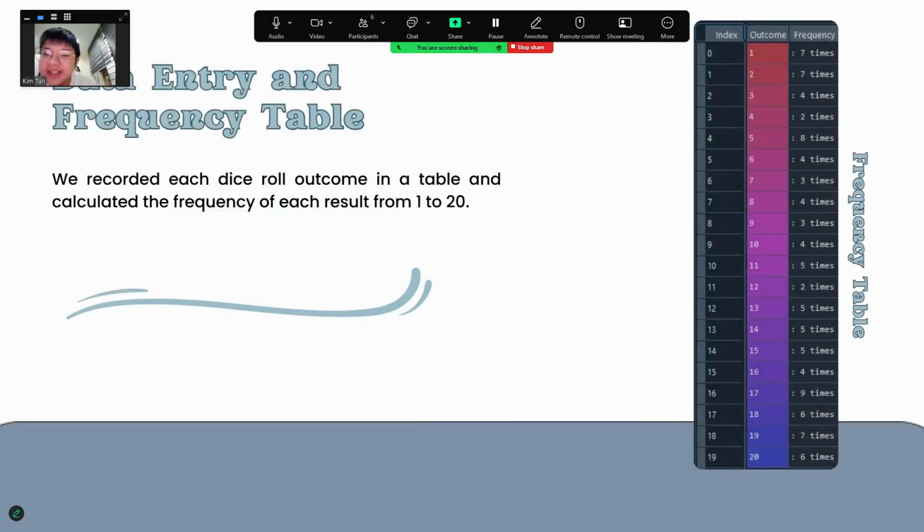After recording each dice roll, we organized the results into a frequency table. This table helped us see how often each number from 1 to 20 appeared. This was our starting point for identifying trends in our dataset.